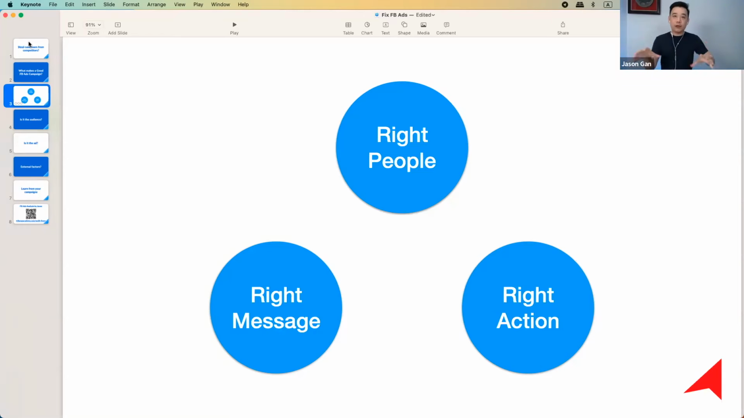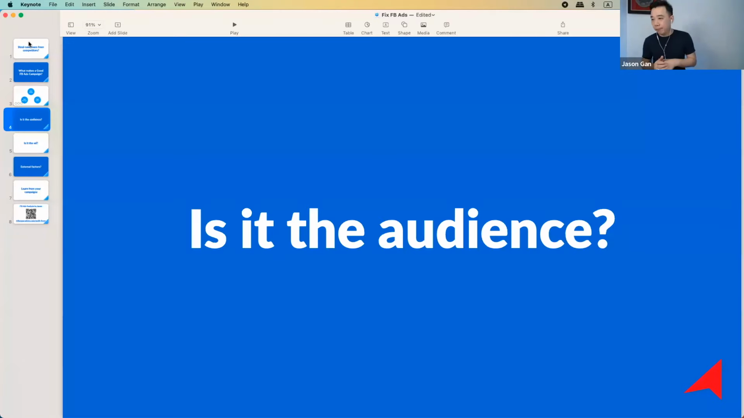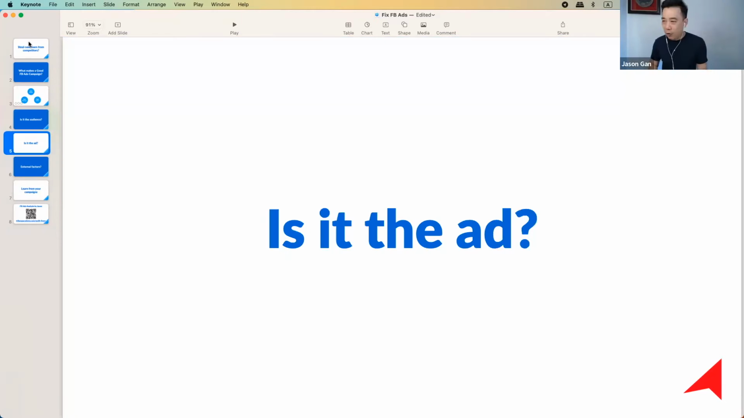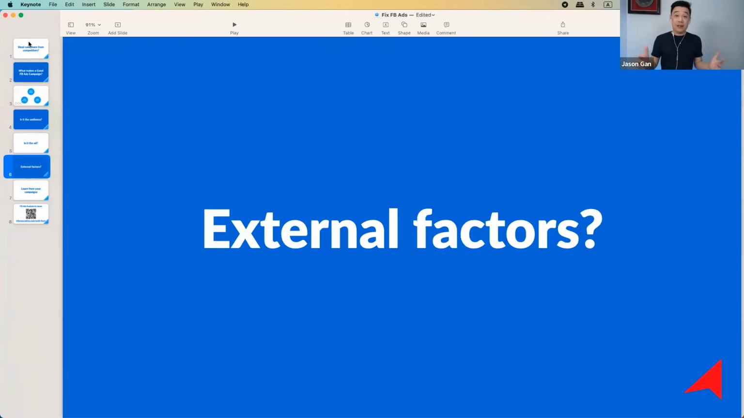But then again, these are the three main pillars. So basically, the question is whether it's because of the audience, or the ad. These are the relevant questions to ask, or is it because of some external factors? You see, when it comes to Facebook advertising, because we're dealing with people, people's behavior shift can be a very important factor to look into, or the seasonal change.